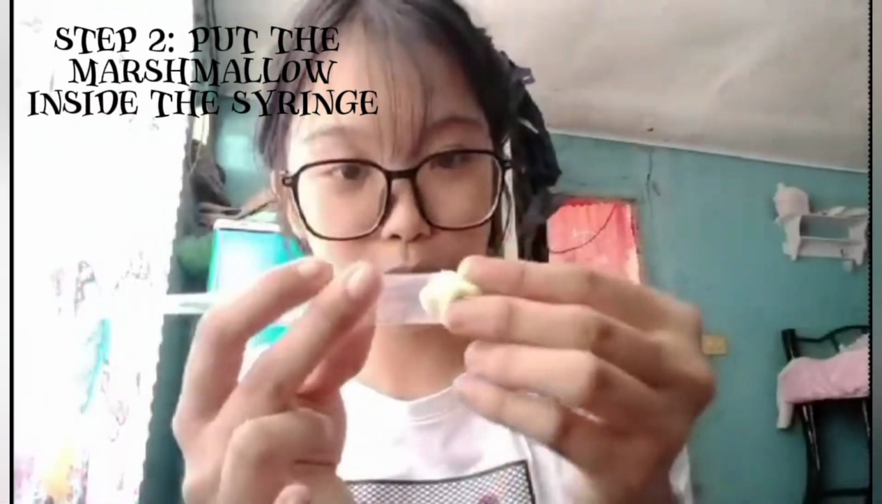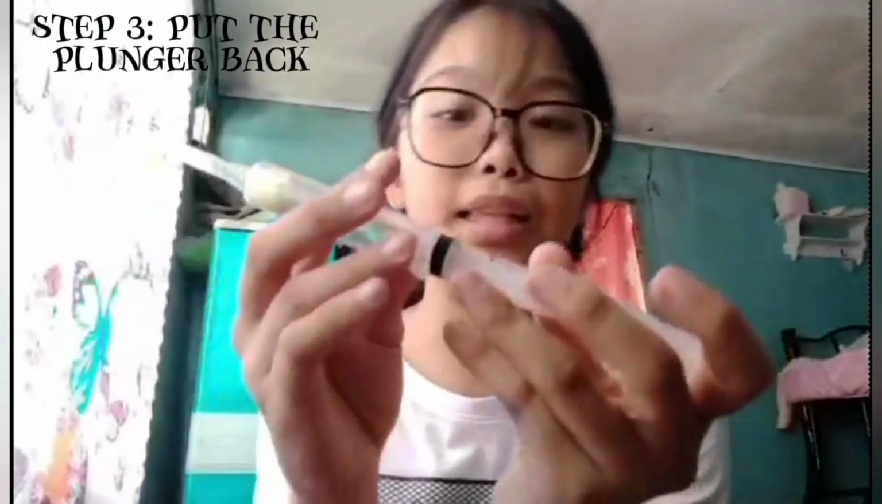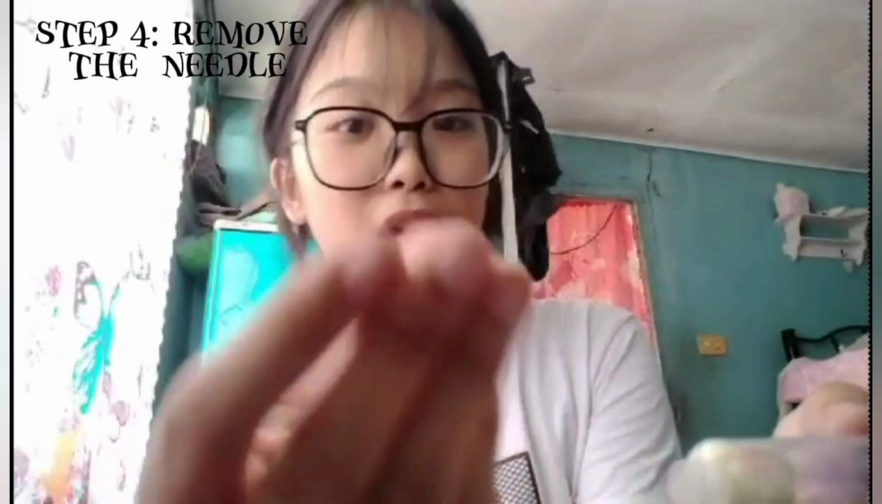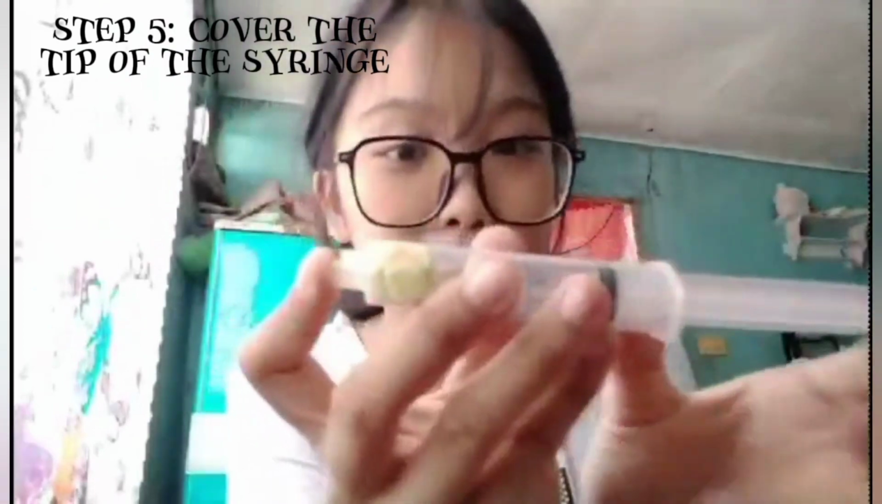Hello guys! So for this experiment, we will need this syringe and a piece of marshmallow. Let's open it. So first, let's pull this out and put the marshmallow into the syringe. And let's push it in using our finger or something that is thinner, like this, to put back the lid. So before pushing it, let's remove this middle first and then cover the end with our finger. Now let's see what will happen to the marshmallow. Let's see it in a different angle.